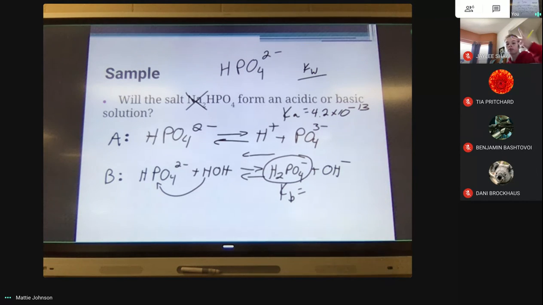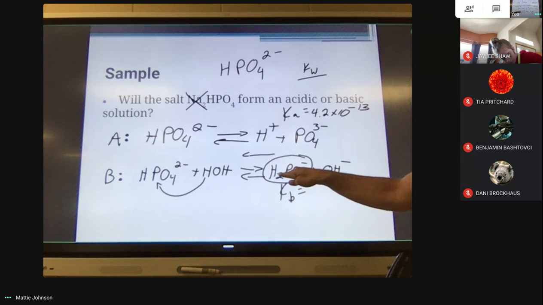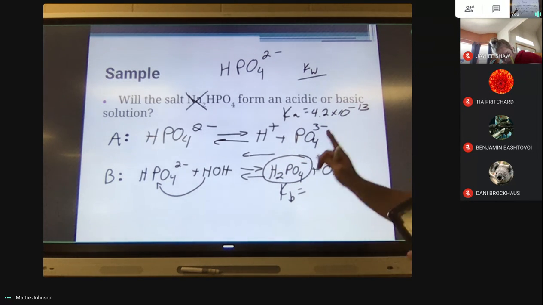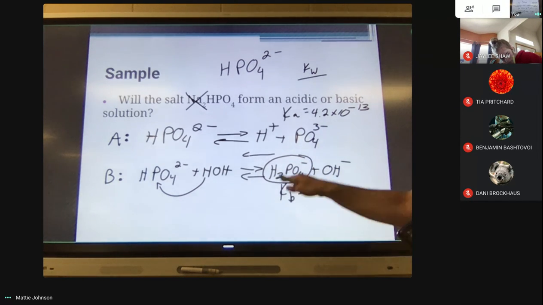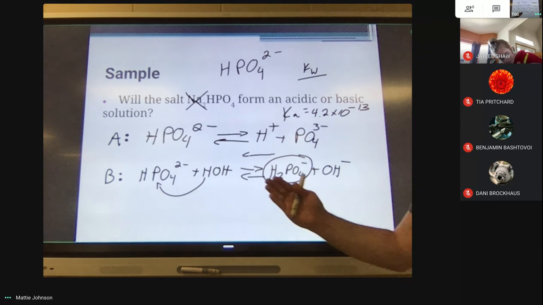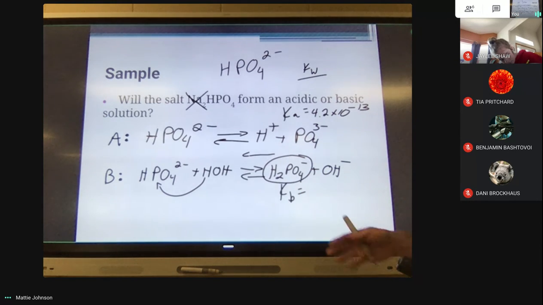1, 2, or 3? I'll let you guys unmute and tell me. 1. Close. I'll give you a hint. It's between 1 and 3. 2. There you go. Okay, now here's why. Here's why it's not 1. If it was 1, that would be fully loaded. It'd be H3PO4. That's for Ka1, right? This one is kind of in that middle ground. And because of that, it's Ka2.